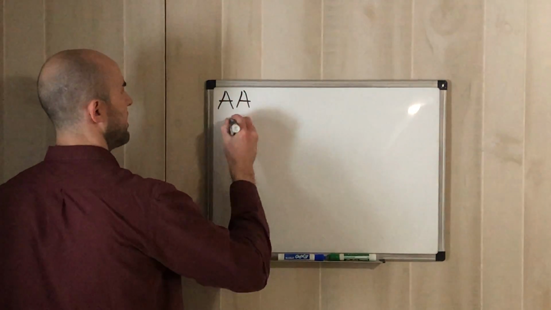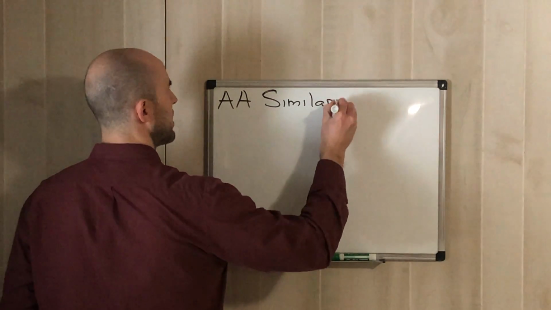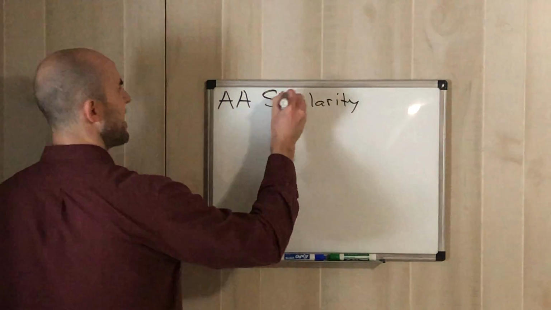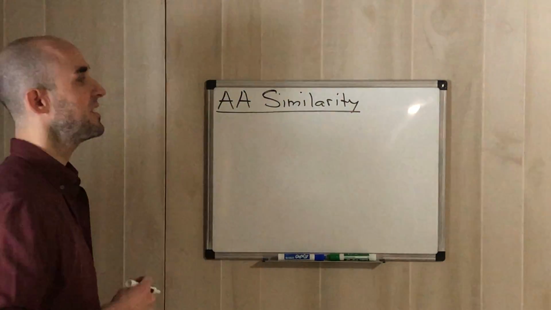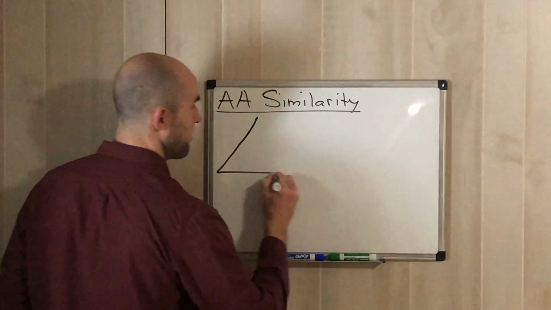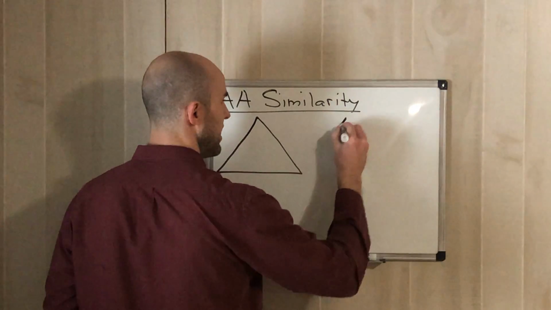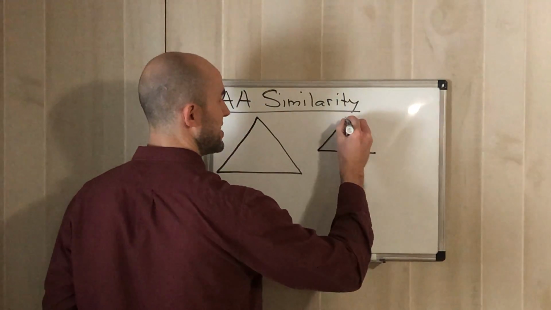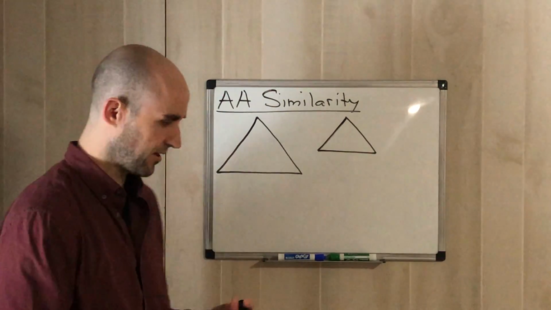Angle, angle. AA similarity. And so when we're dealing with AA similarity, angle, angle, right? That's what the 2 A's stand for, an angle and an angle. They need to give us 2 angles, right? So let's say we have 2 triangles, and keep in mind, this is not to show that the triangles are congruent, right? It's to show that the triangles are similar, that they're alike. Because again, whenever you see the word similar, it means alike.